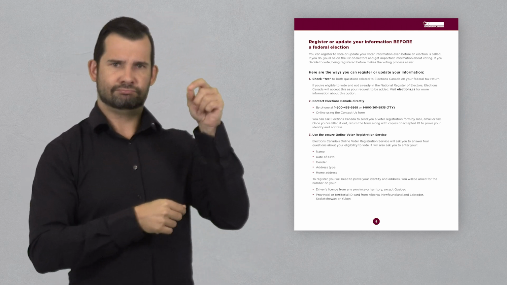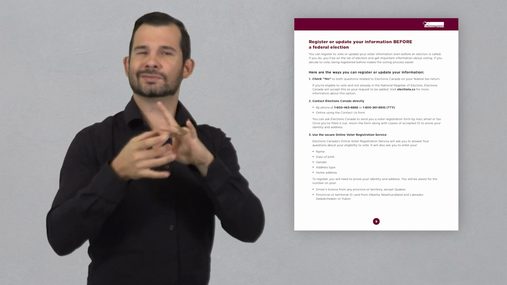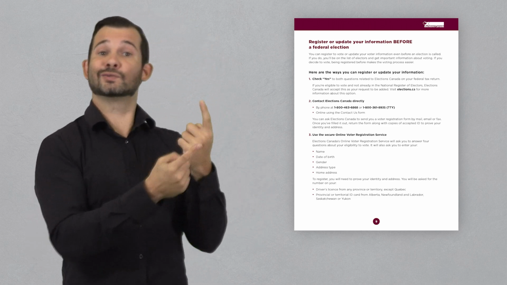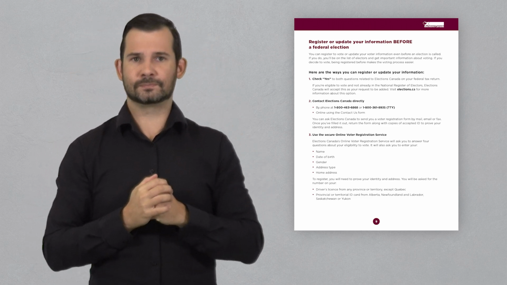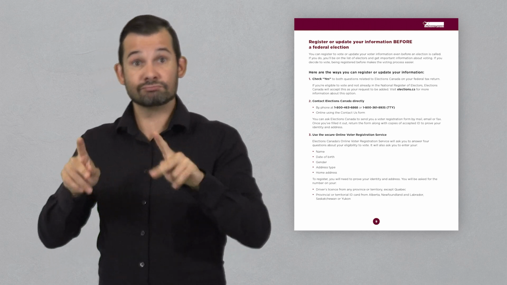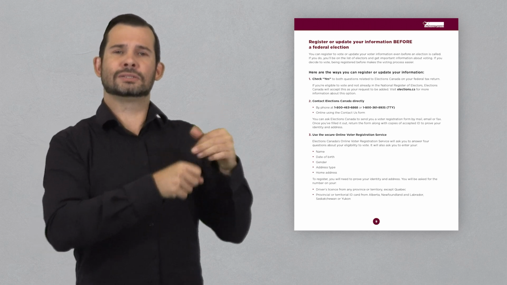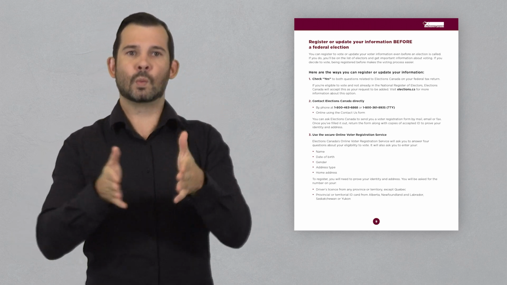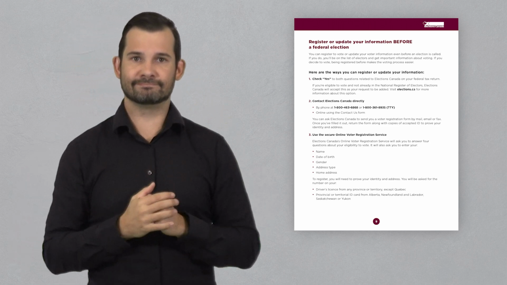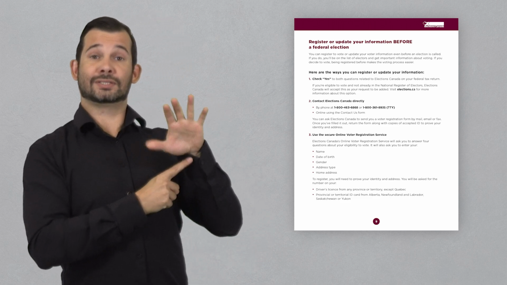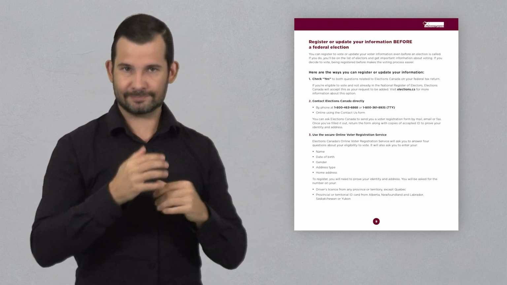1. Check Yes to both questions related to Elections Canada on your federal tax return. If you're eligible to vote and not already in the National Register of Electors, Elections Canada will accept this as your request to be added. Visit elections.ca for more information about this option.